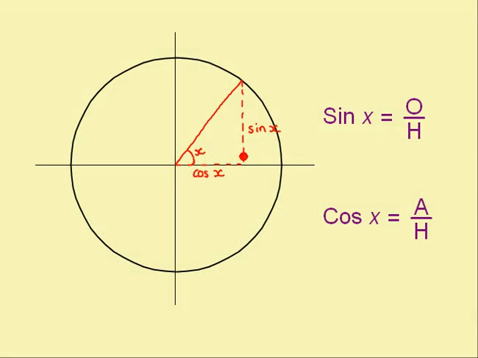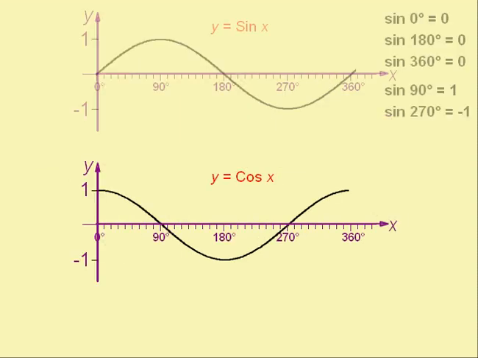Now, we've just looked at the height, which gives us sine x. If we were to do exactly the same thing for cos x, we would be looking at this distance here. The resulting graph will look like this. Again, notice that the maximum value is 1 and the minimum value is -1. You need to know what this graph looks like off by heart.